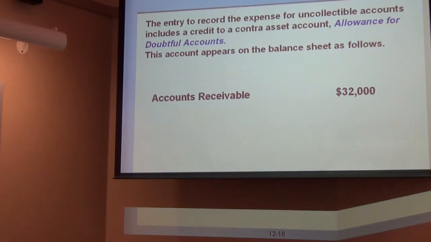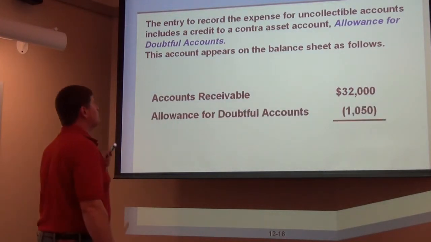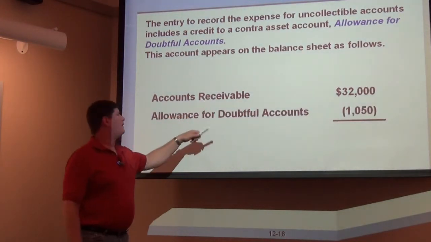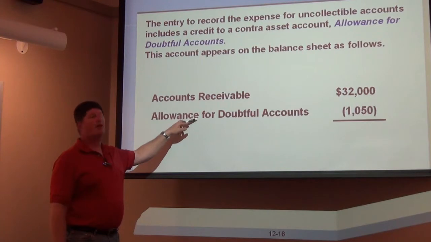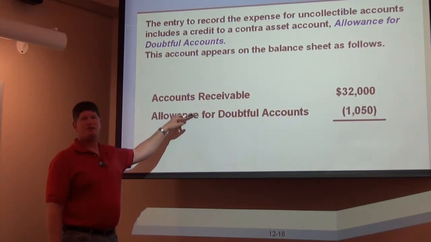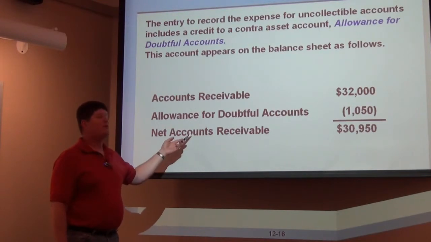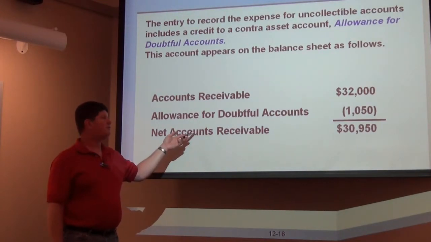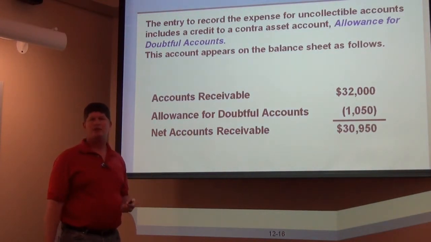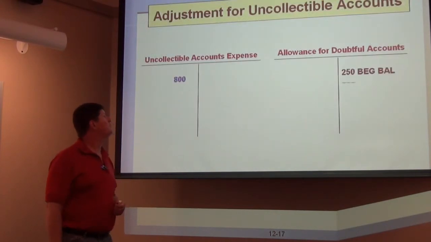Good. Okay, so we've got $32,000 in accounts receivable. In this case, they calculate the allowance to be $10,050. So you get your net realizable accounts receivable. That's your presentation on your balance sheet.